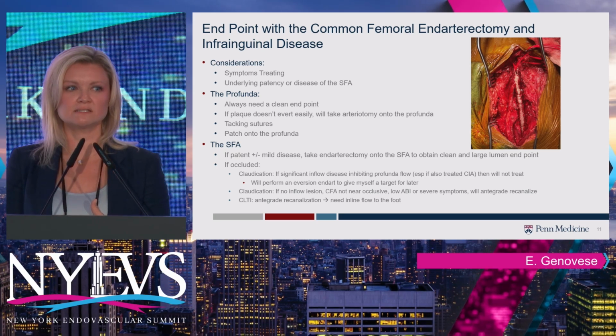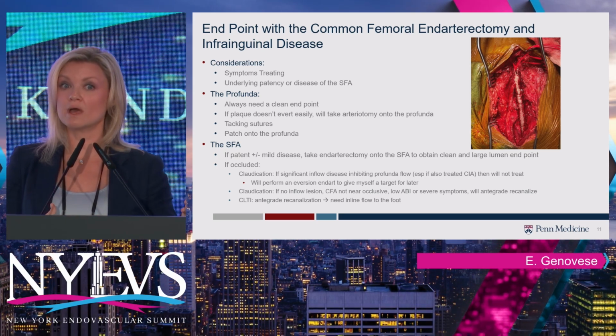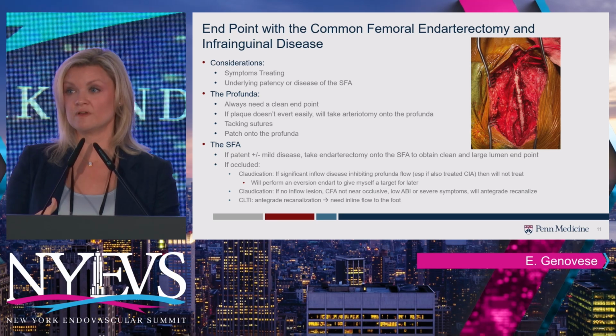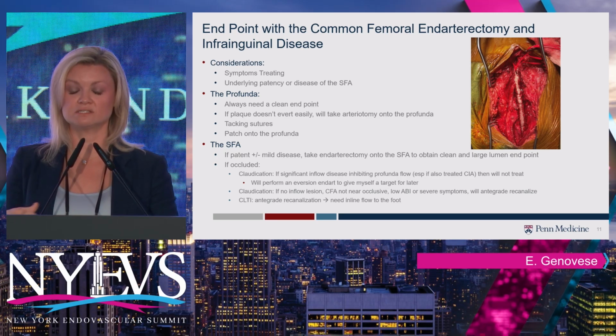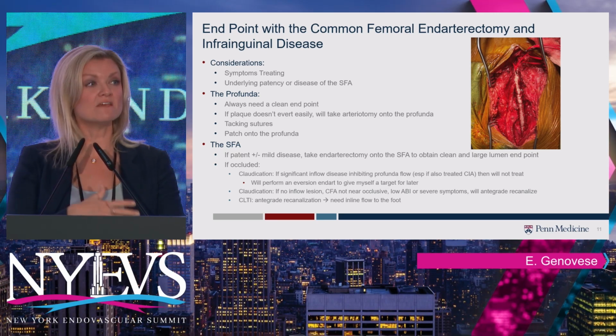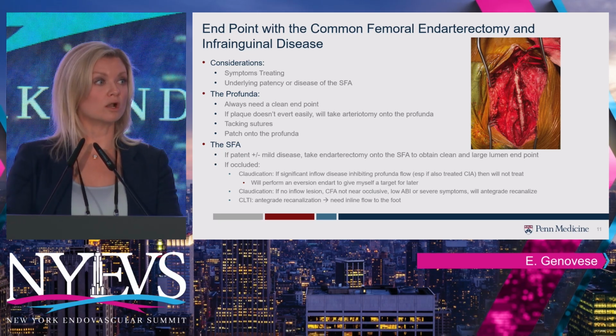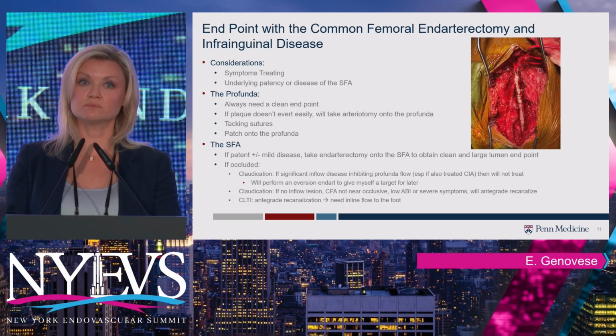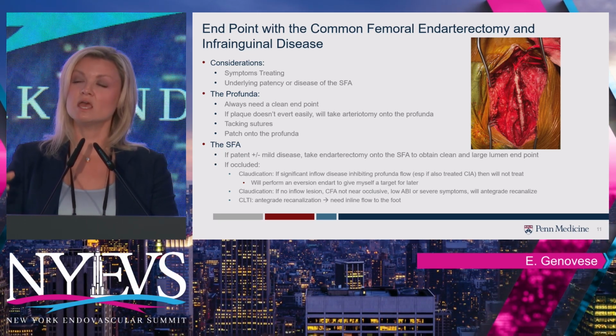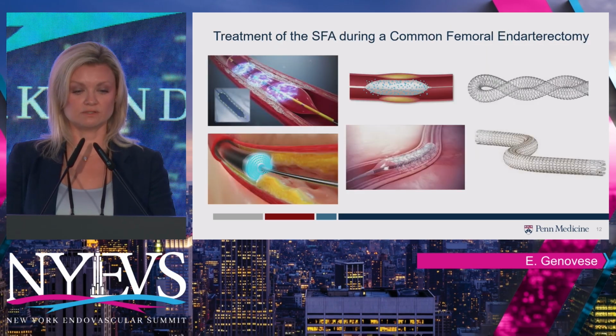Now, if it's very severe claudication, or I get in there and the common femoral just wasn't quite as bad as I expected it to be, at that time I will go ahead and perform an SFA intervention in order to relieve the patient's symptomatology. If it is chronic limb-threatening ischemia, we're automatically in the same period of time doing some sort of SFA or popliteal intervention in order to provide inline flow to the foot.